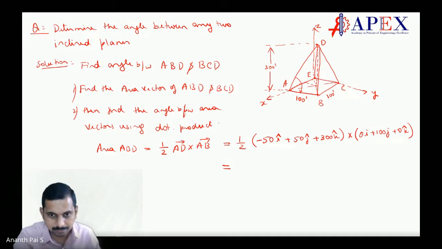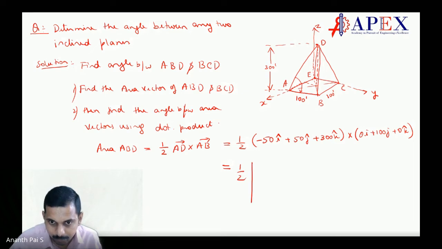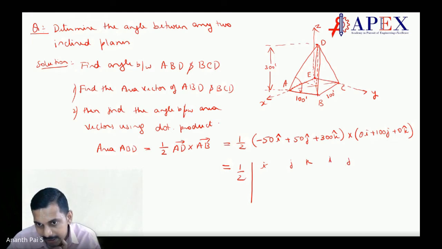Now find out this particular thing. Half into what we will do. We will write I, J, K. Then again, if I want, I can write I and J minus 50. So we will write minus.